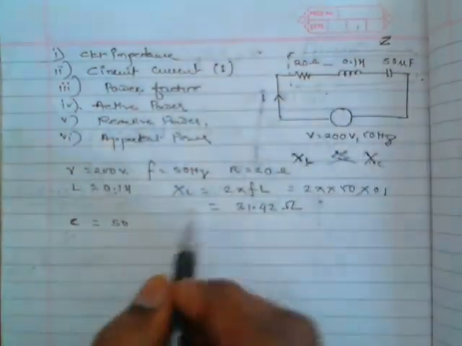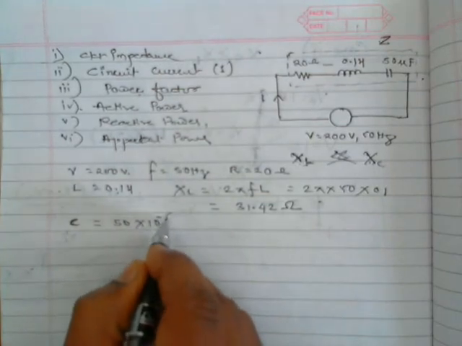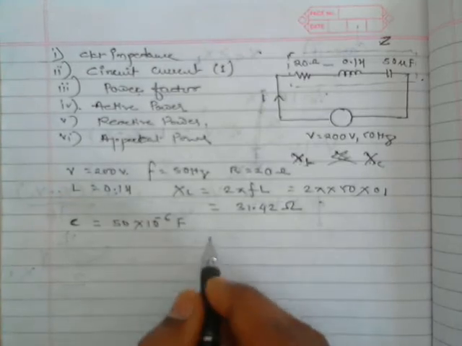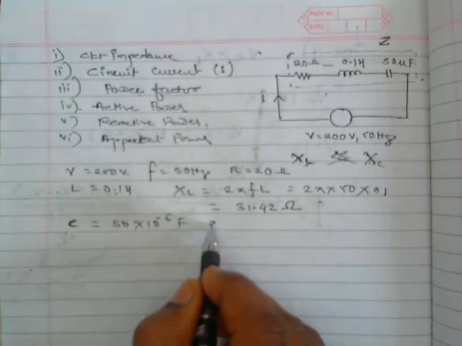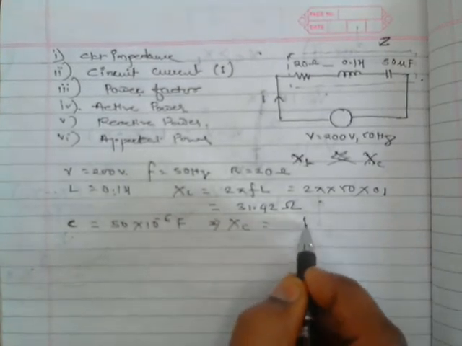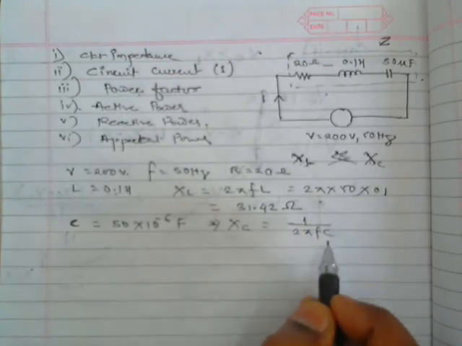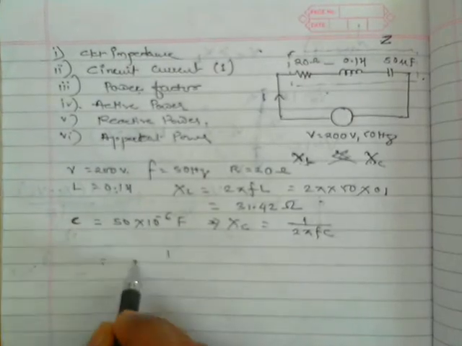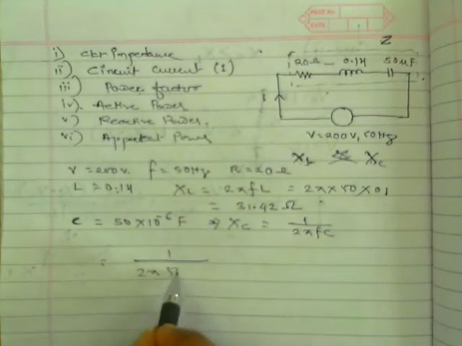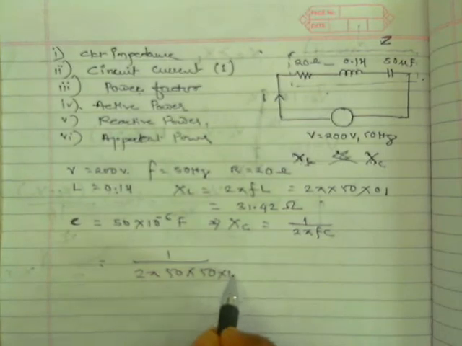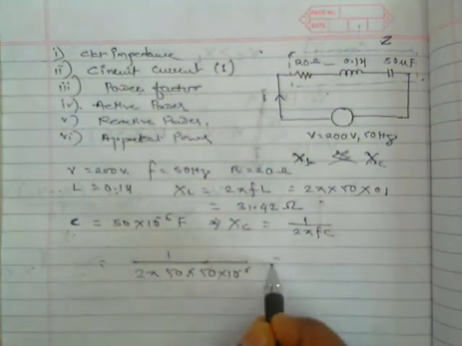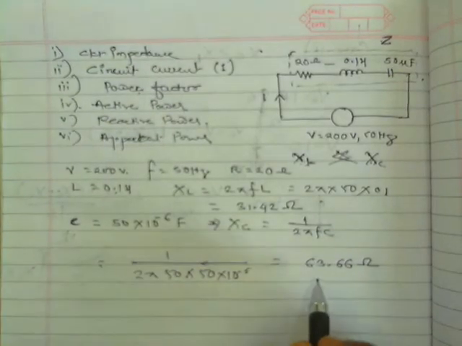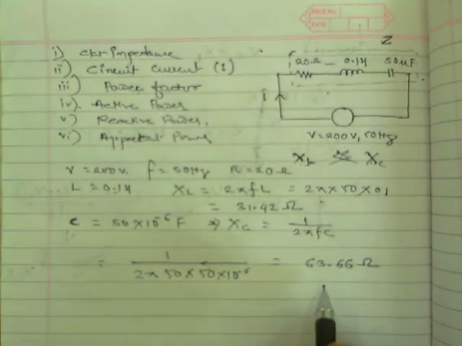Similarly, C is given as 50 microfarad. As it is micro, we need to multiply it by 10 raised to minus 6, so 50 into 10 raised to minus 6 farad. Now we need to find XC, which is given as 1 upon 2 pi FC. We have seen this formula in the last lecture. Substitute 1 upon 2 pi, frequency 50, C 50 into 10 raised to minus 6. Put it into the calculator and you will get 63.66 ohm.